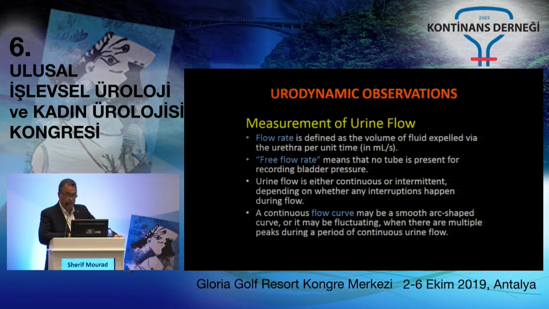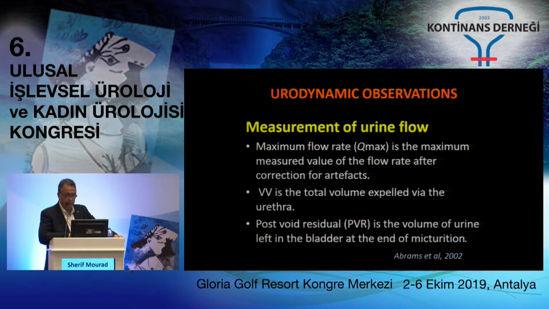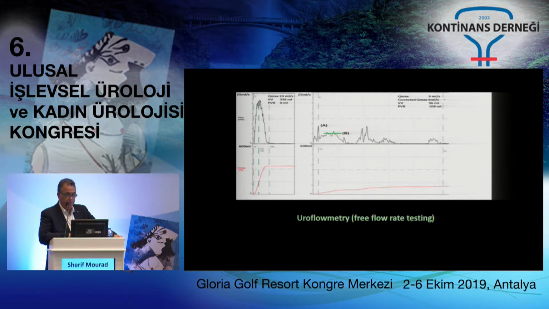A continuous flow curve may be smooth, arc-shaped, or bell-shaped, and it may be fluctuating when there are multiple peaks during a period of continuous urine flow. Maximum flow rate is the Qmax, and it is the value of flow rate after correction of artifacts, all artifacts. The voided volume is the total volume expelled via the urethra. PVR is the volume of urine left in the bladder at the end of micturition.